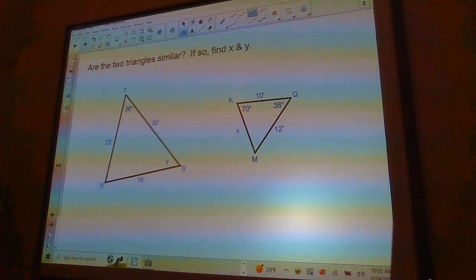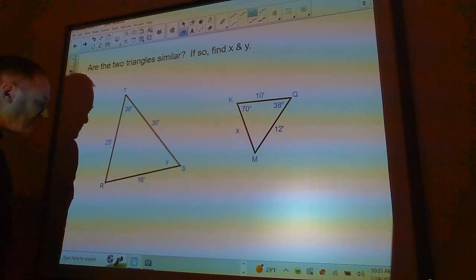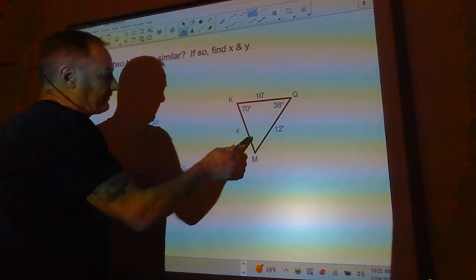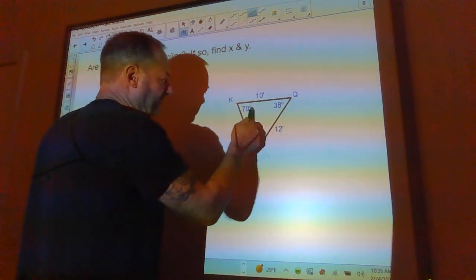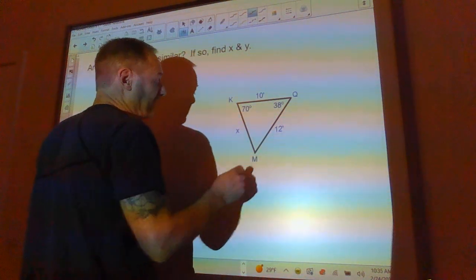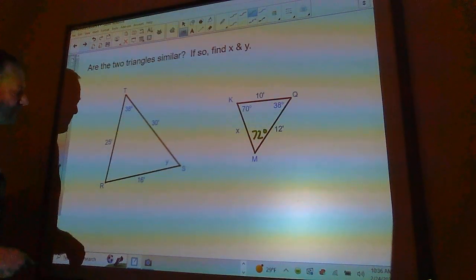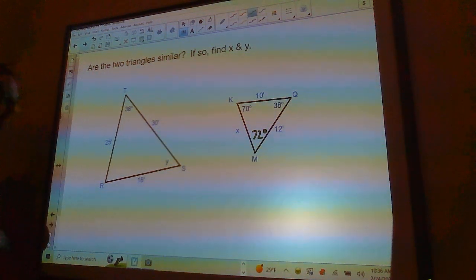Okay, are these two triangles similar? If so, find x and y. All right, so I got a 38-degree angle and a 38-degree angle. I don't have any other angles, so I can figure out this one. Let's see, 180 minus these two, which together are 108, would make 72. This is a 72-degree angle. But the problem is I don't know this one, so I can't figure out that one.